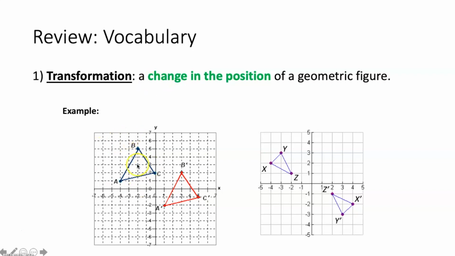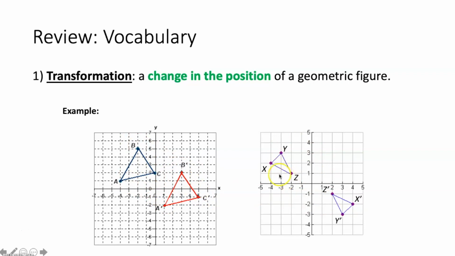In this particular instance down here, we have our initial figure that we call our pre-image. We're going to talk about that more in a second. Our initial figure, our pre-image, is triangle ABC, and it undergoes some type of transformation in order to get our resulting figure, which we call our image, triangle A prime, B prime, C prime. In this case, it was a translation, a slide.